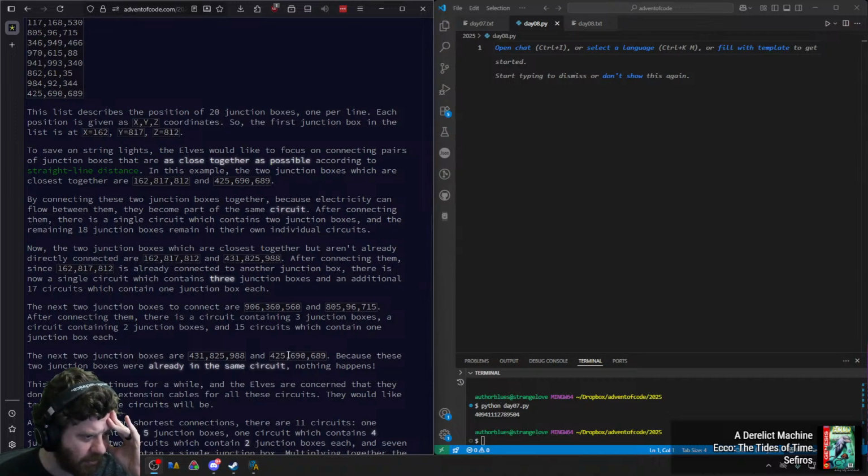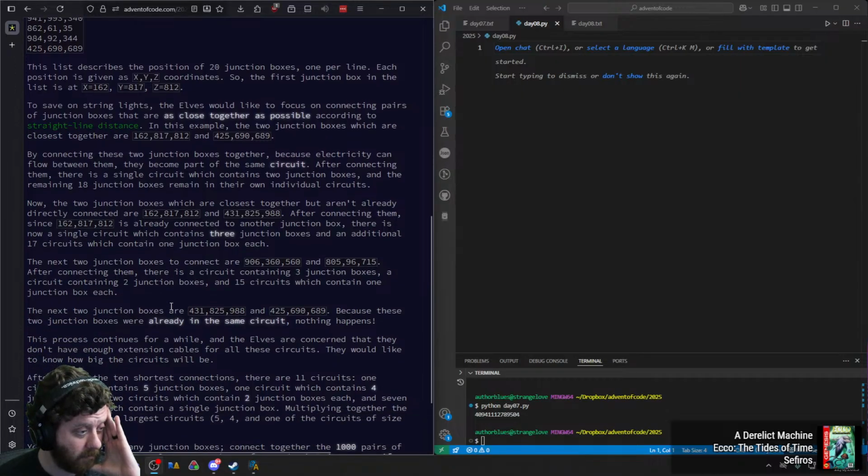This process continues for a while, and the elves are concerned that they don't have enough extension cables for all these circuits. They'd like to know how big the circuits will be. After making the 10 shortest connections, there are 11 circuits: 1 which contains 5, 1 which contains 4, and 2 which contain 2.